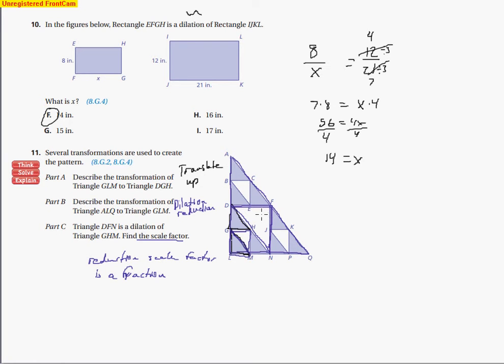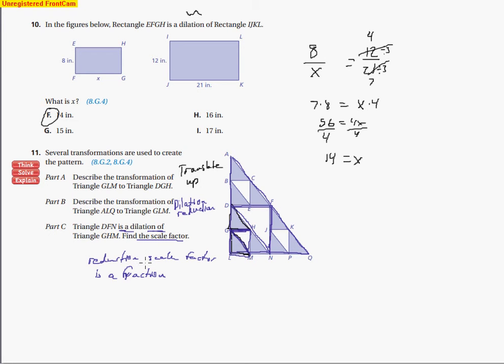So as I look at this one, it appears to have a reduction of probably about, it looks like this side probably doubles in size. And if I go ahead and look at the size here. So again, it goes from DFN. Okay, let me reread that again. So it says DFN is the dilation of.